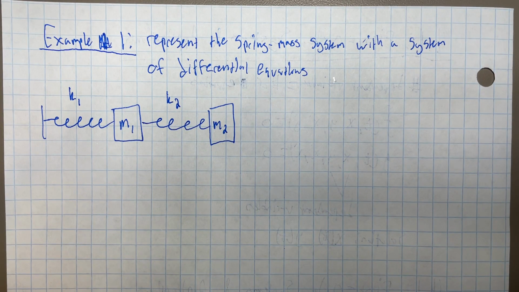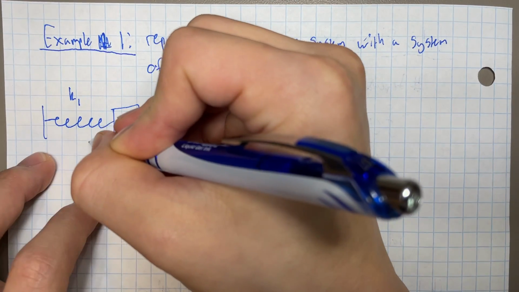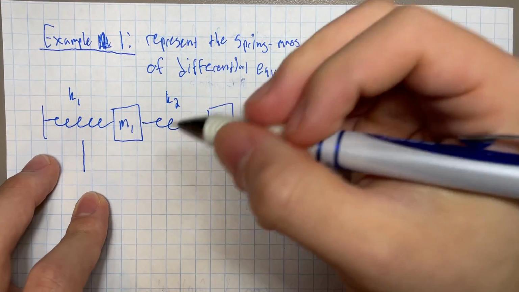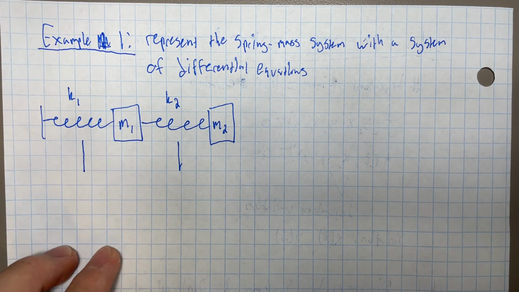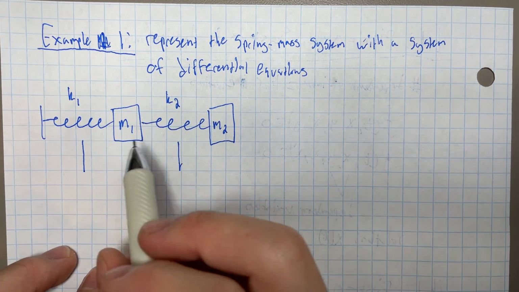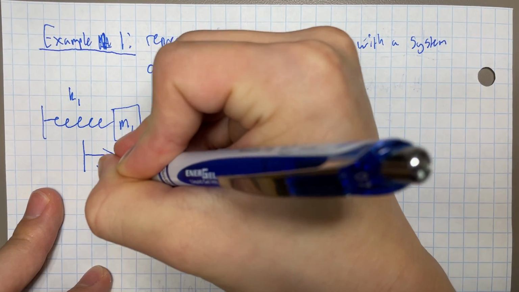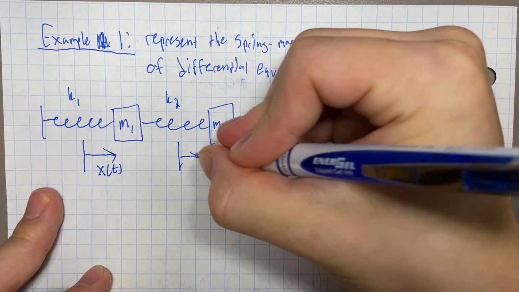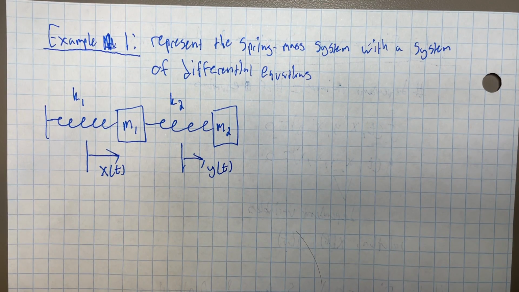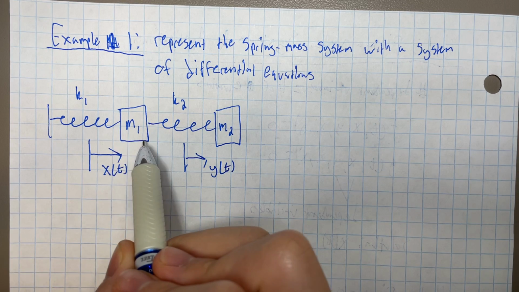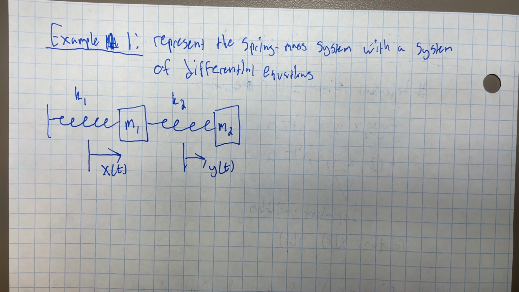And let's say equilibrium for this first box is about here. And for this second box, let's just say it's here. So we can represent the displacement of this box away from its equilibrium position with a function. Let's call this one x of t and this one y of t. And this really just is measuring towards whatever point you have here that lines up with the equilibrium position.